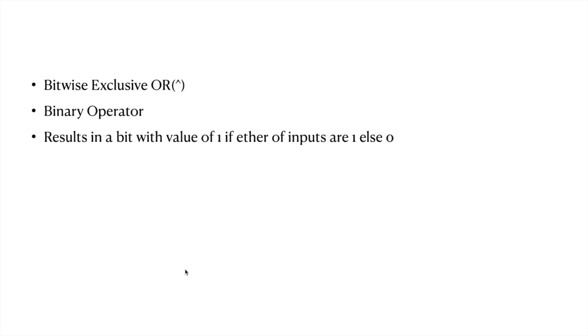The other is exclusive OR, and this means that it operates on bits so that either of them must be 1 to have a result of 1. If both are 0 or both are 1, the same, then the result will be 0. So if either of them is 1, then the result will be 1.